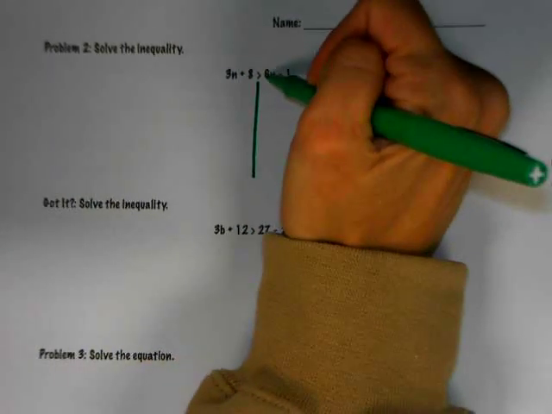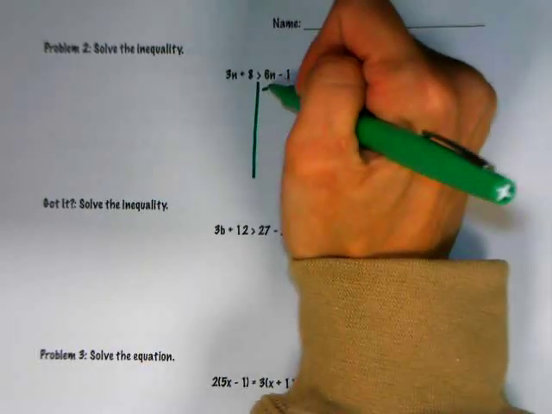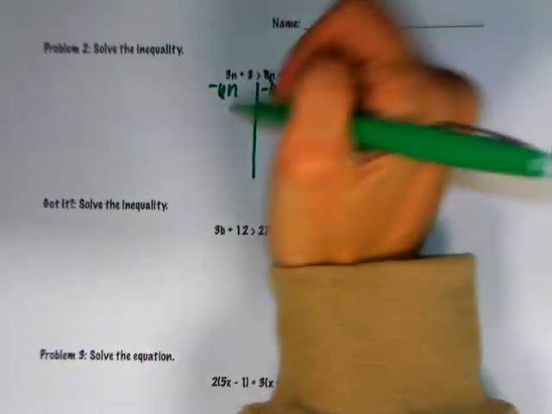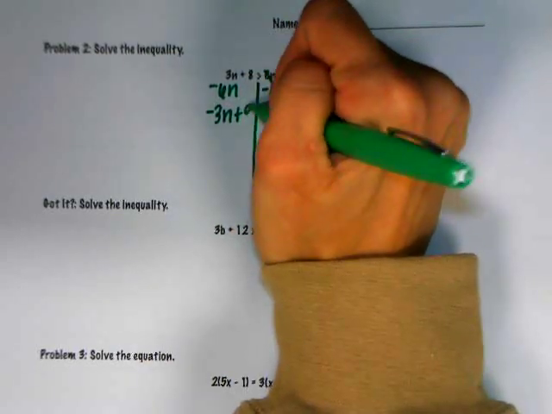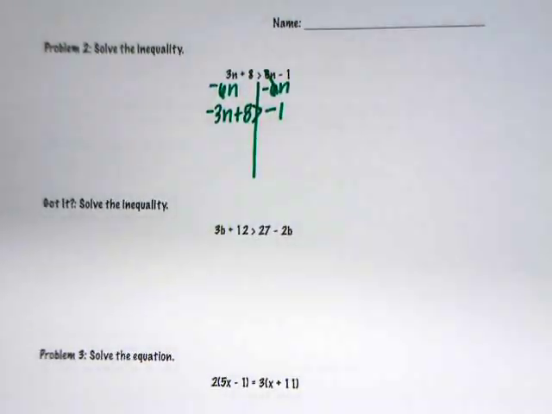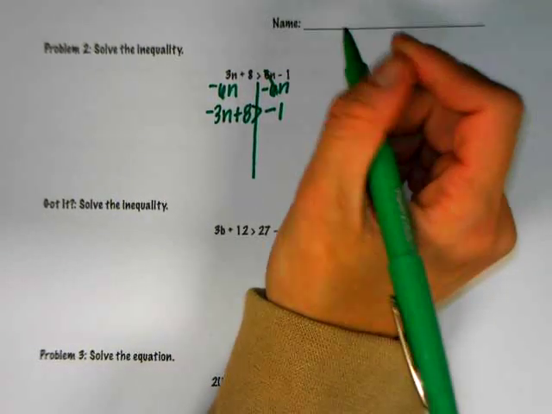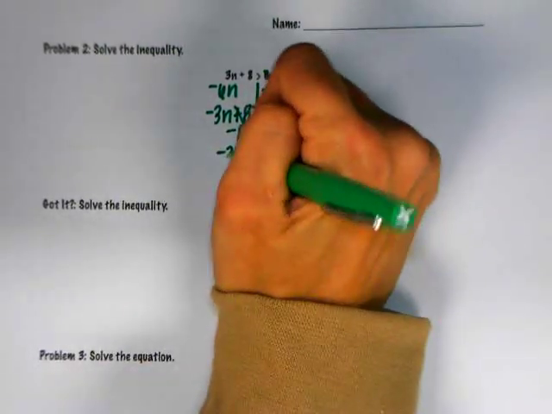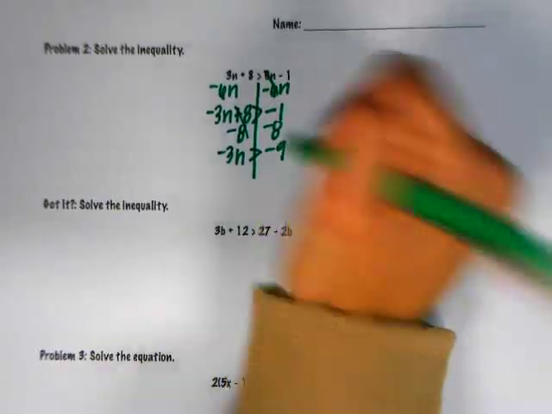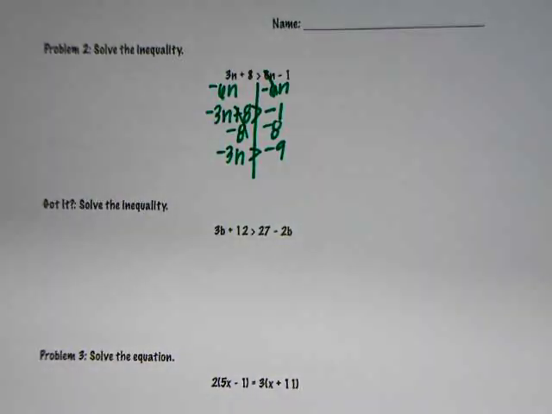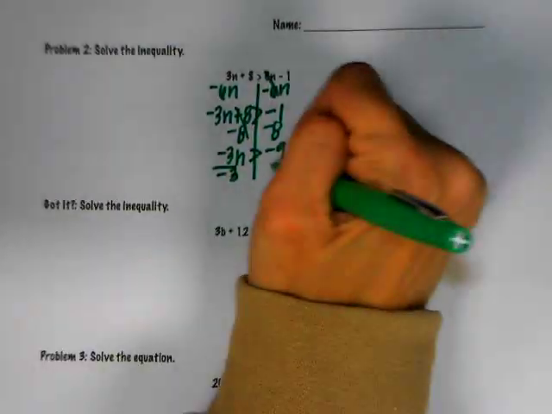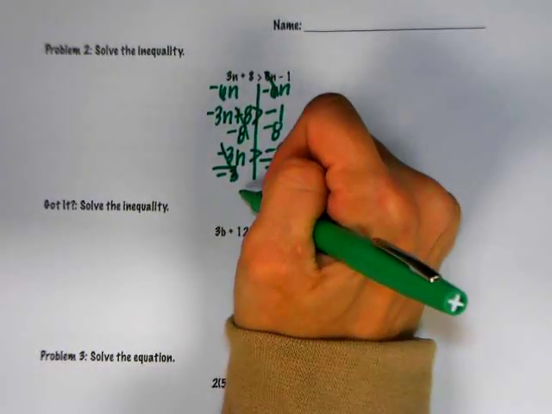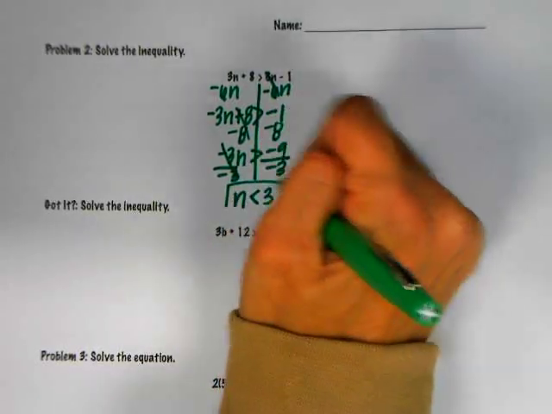Yeah. All right, so how do I get 6n to move? Yeah, minus 6n. Okay, so we have negative 3n plus 8 is greater than negative 1. And then what? Yeah, minus 8. So you get negative 3n is greater than negative 9. And how do I finish that? Yeah, divide by negative 3. And since I'm dividing by negative, what do I got to do? Flip the sign. Yep, so n is less than 3 now. Got it? So you guys try the next one.